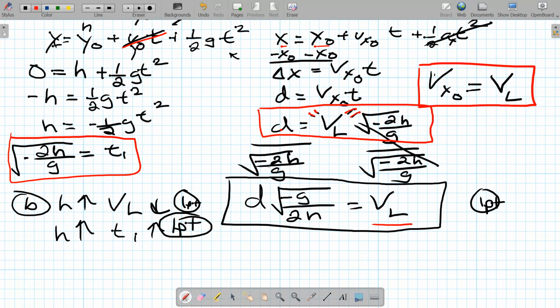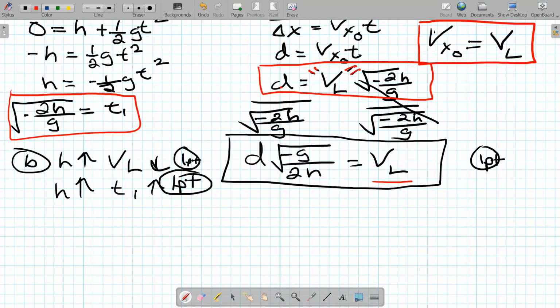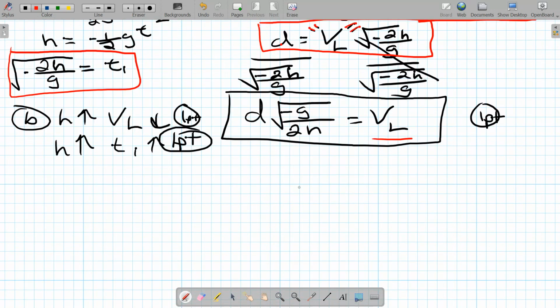Now I'm dividing by this square root, but you're really dividing by a fraction, so you can actually reciprocate that. And you guys, I don't know if you might be a little rusty on your algebra. That is really d over the square root of negative 2h over g. And this is to the 1/2, right?